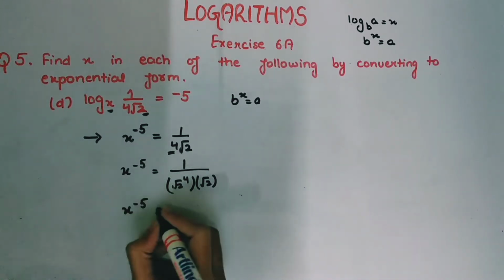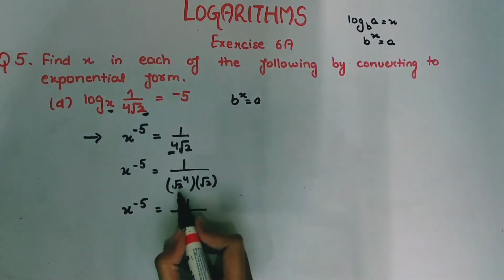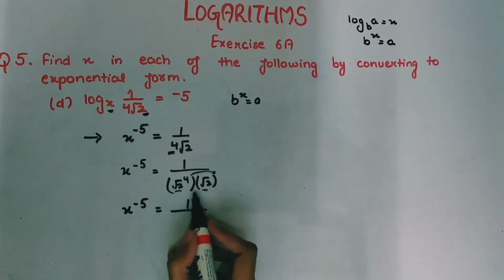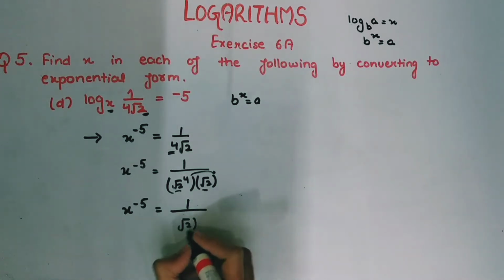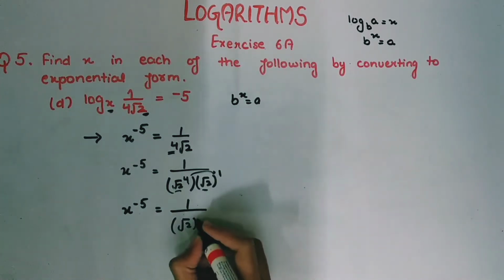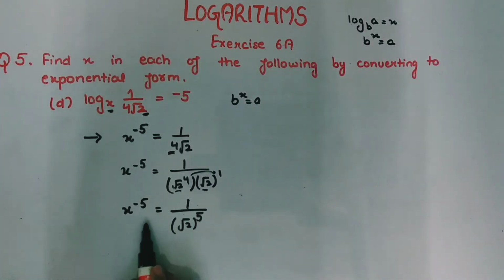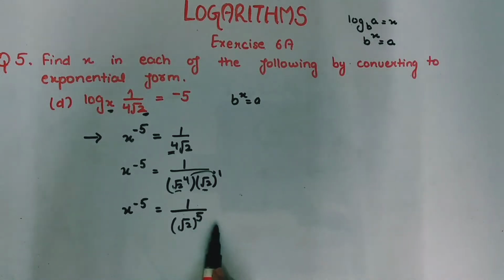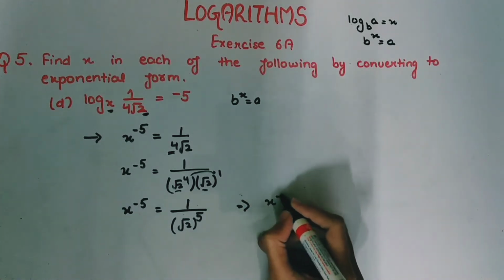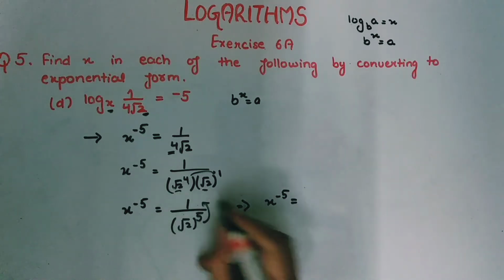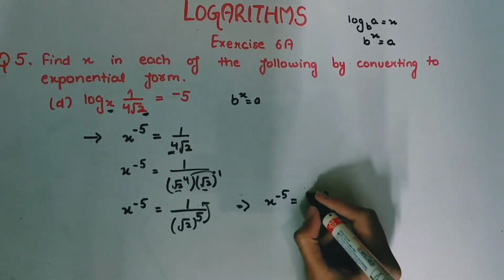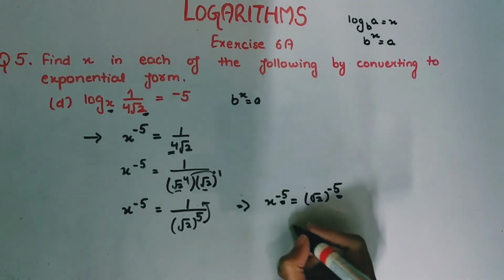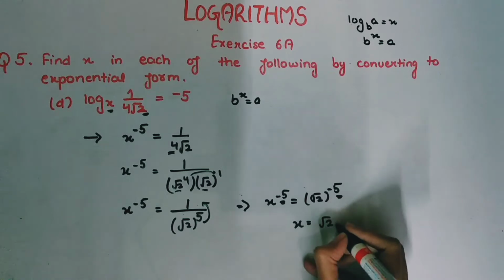x raised to power minus 5 is equal to 1 divided by, we know that if the bases are equal, the powers get added when they are in multiplication. This means √2 raised to power 4 plus 1, that is 5. Now we have x raised to power minus 5 equal to 1 divided by √2 raised to power 5. Now x raised to power minus 5, this we can write with the denominator in the numerator, that is √2 raised to power minus 5. Now the powers are equal, hence x will be equal to √2.